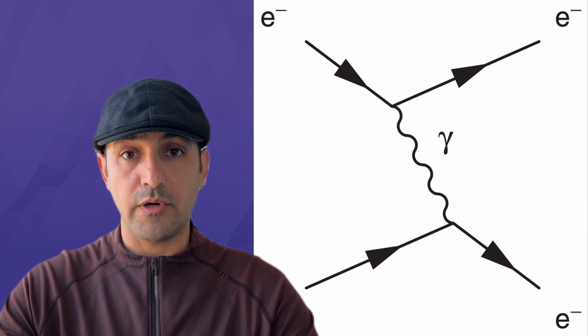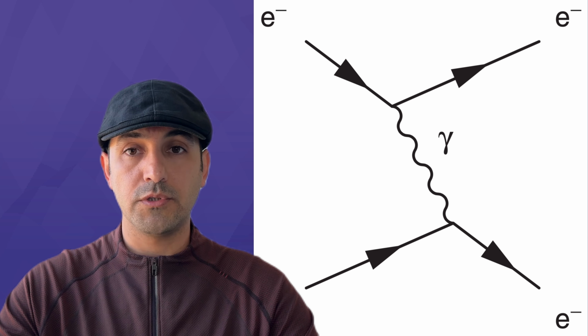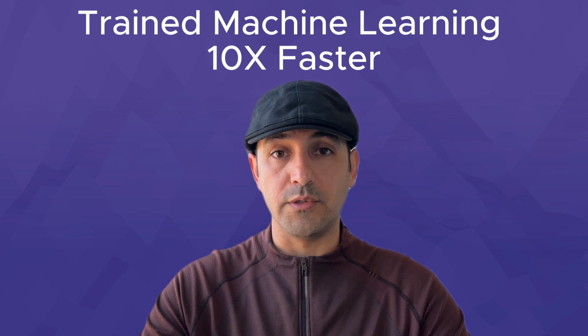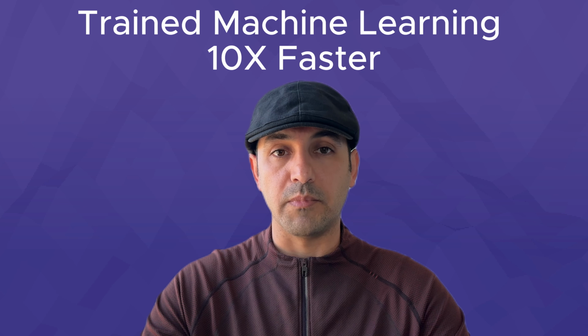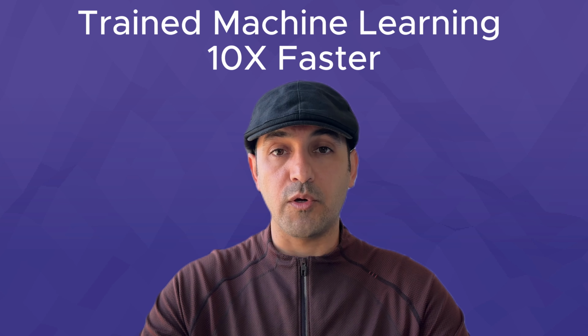This is a Feynman diagram representing a revolutionary tool that changed how we understand the universe. And here is the twist. I used this same technology to train a machine learning model 10 times faster than the usual method. And today, I'm going to show you how exactly I did that.